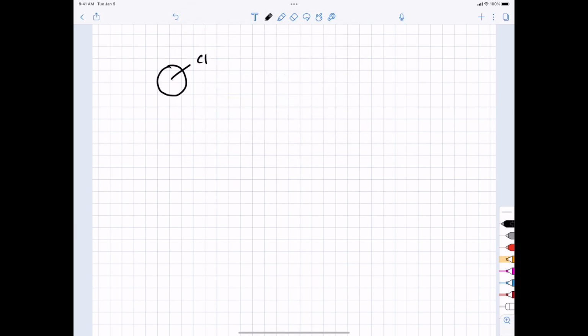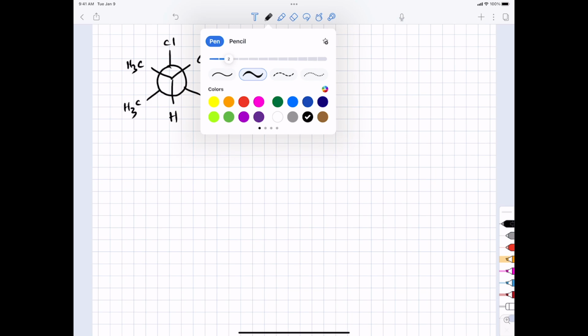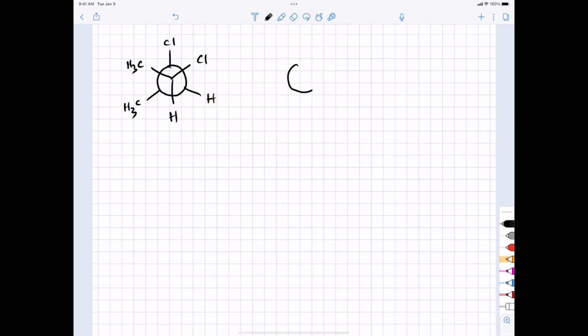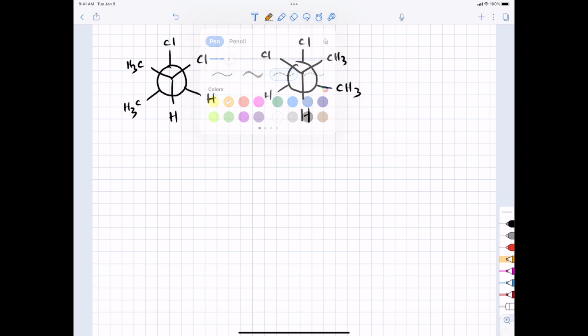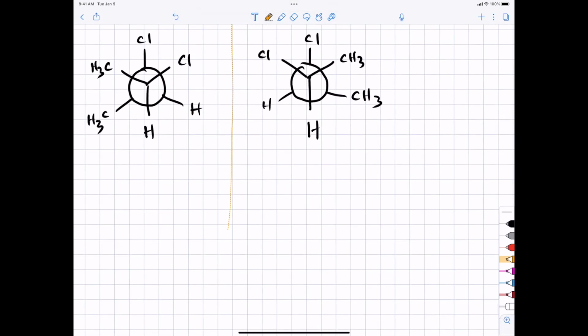So, Cl, H, CH3. I can't remember how I drew it, but this will work. Then we'll do the mirror image. Okay. Right, so the question is, are these even the same thing, or are they enantiomers?